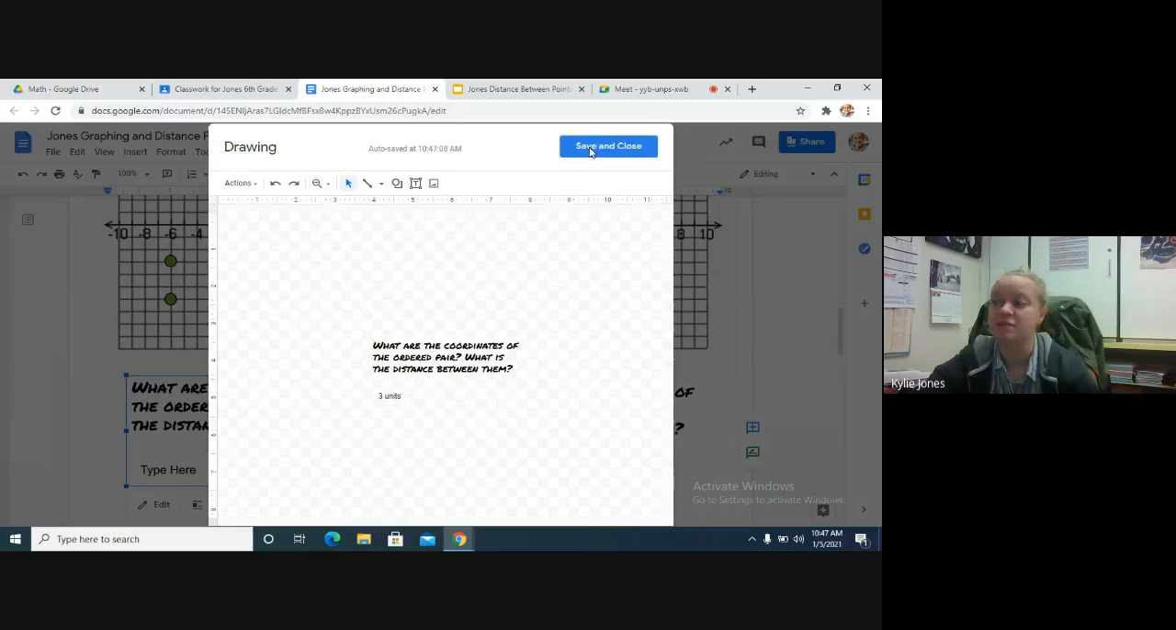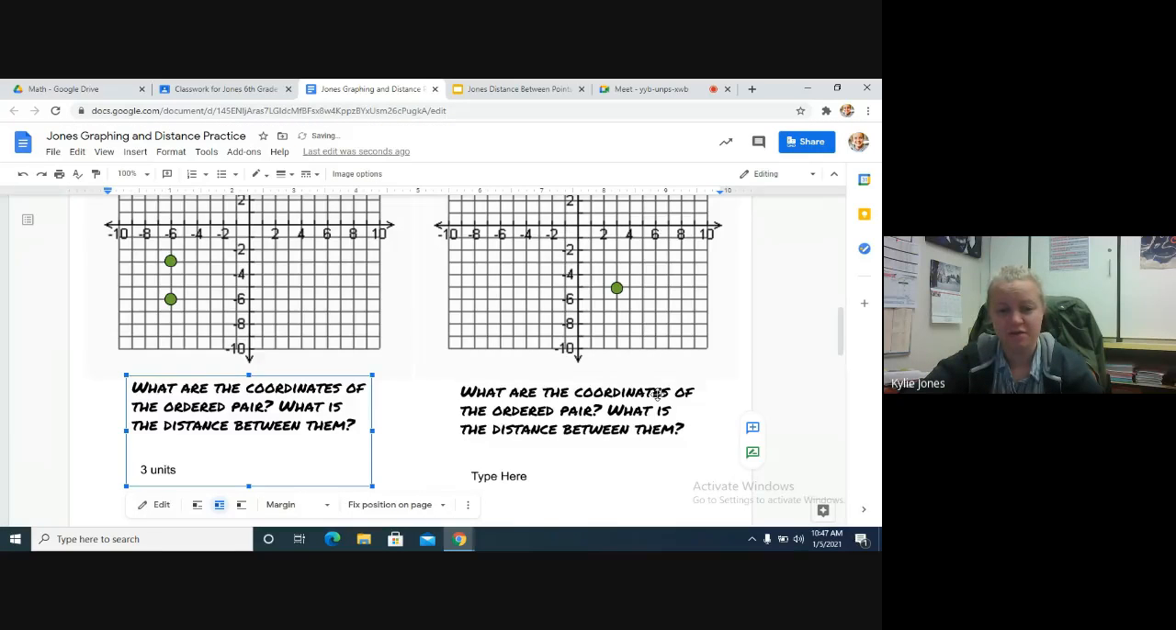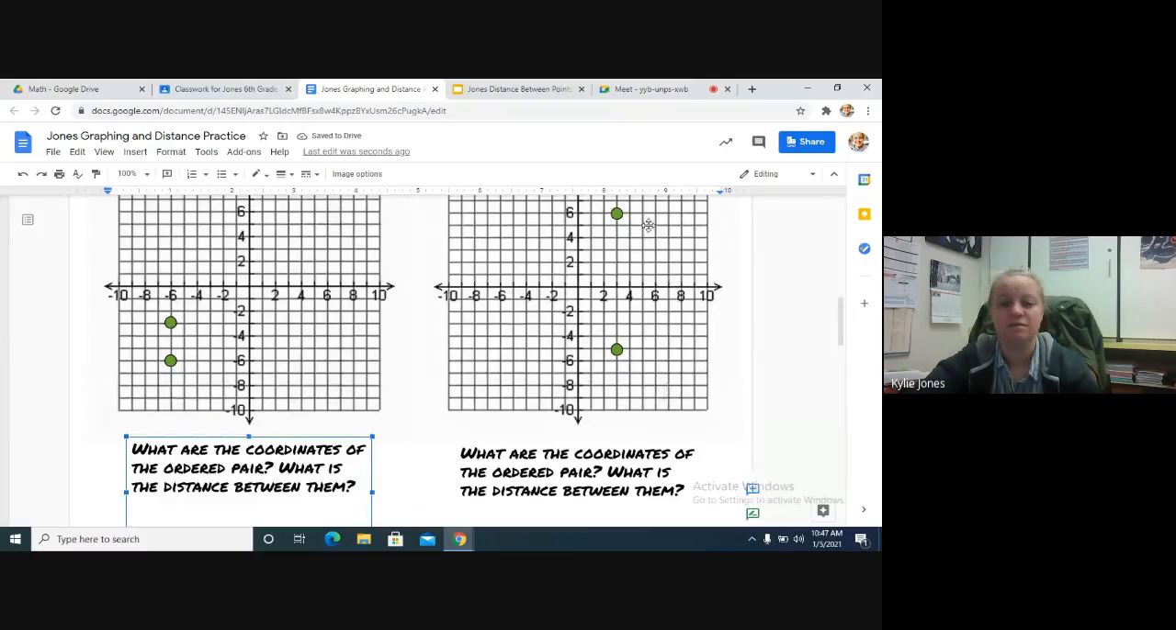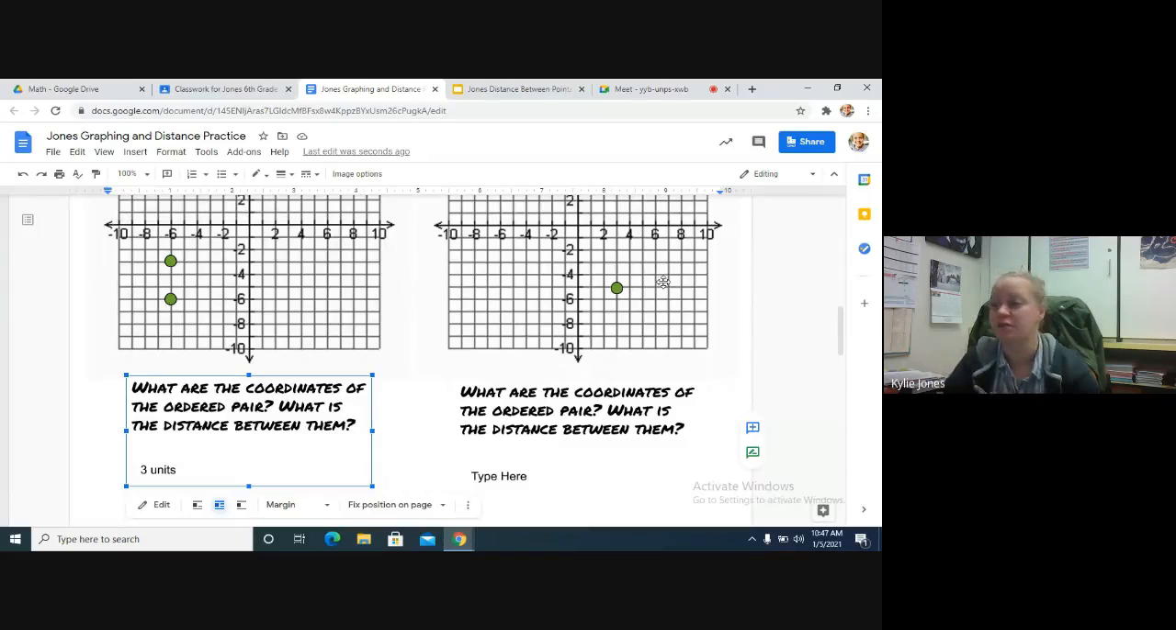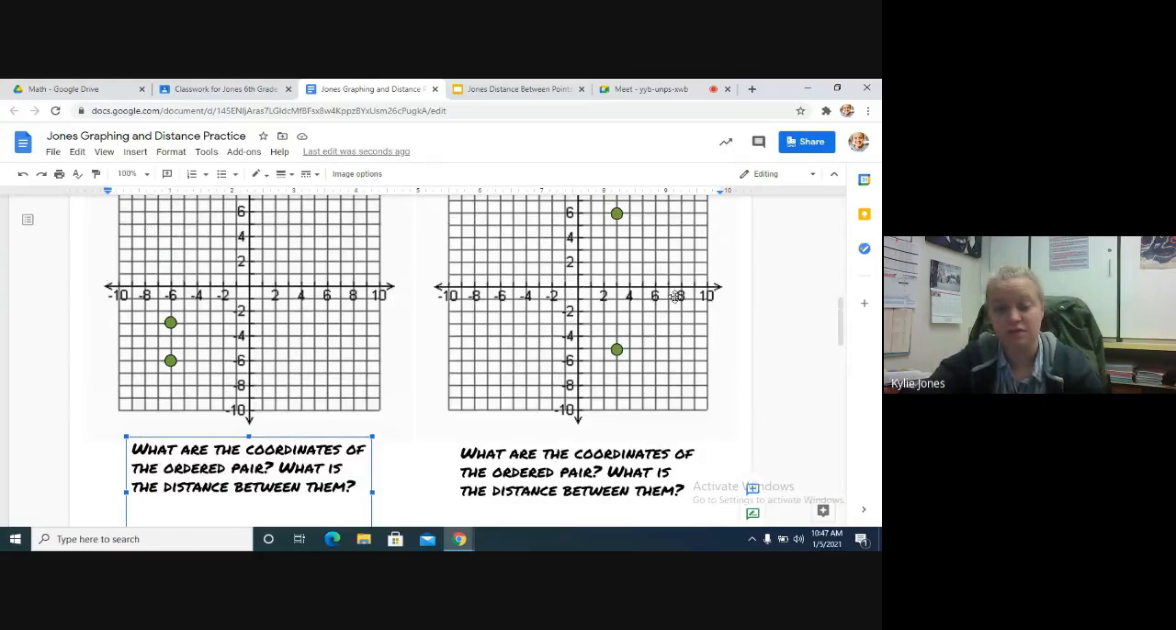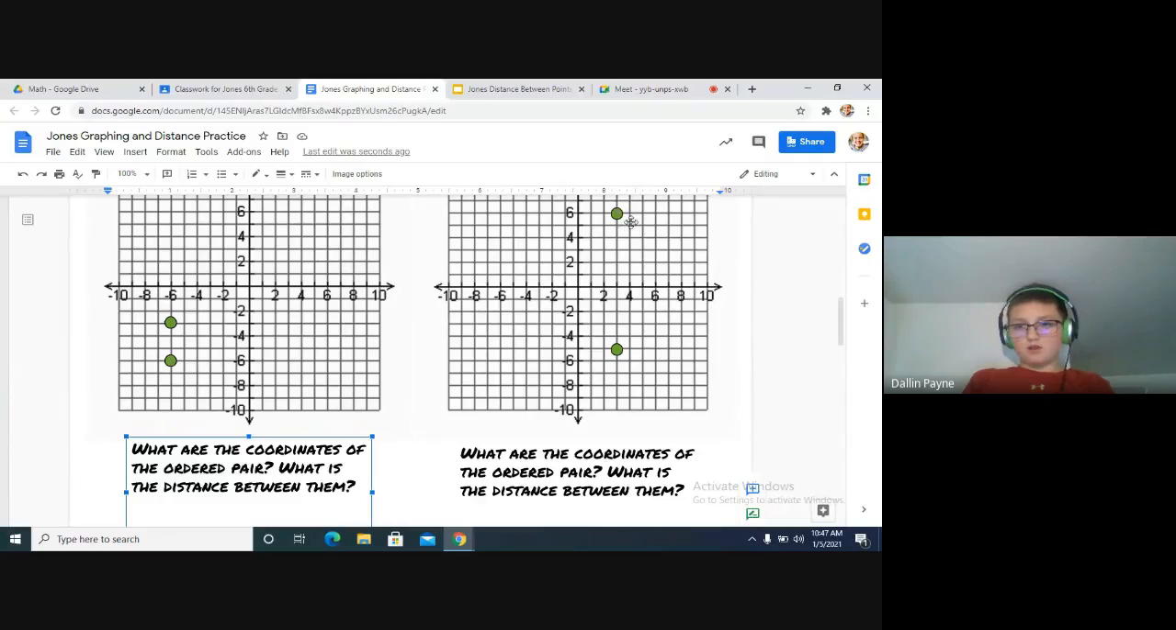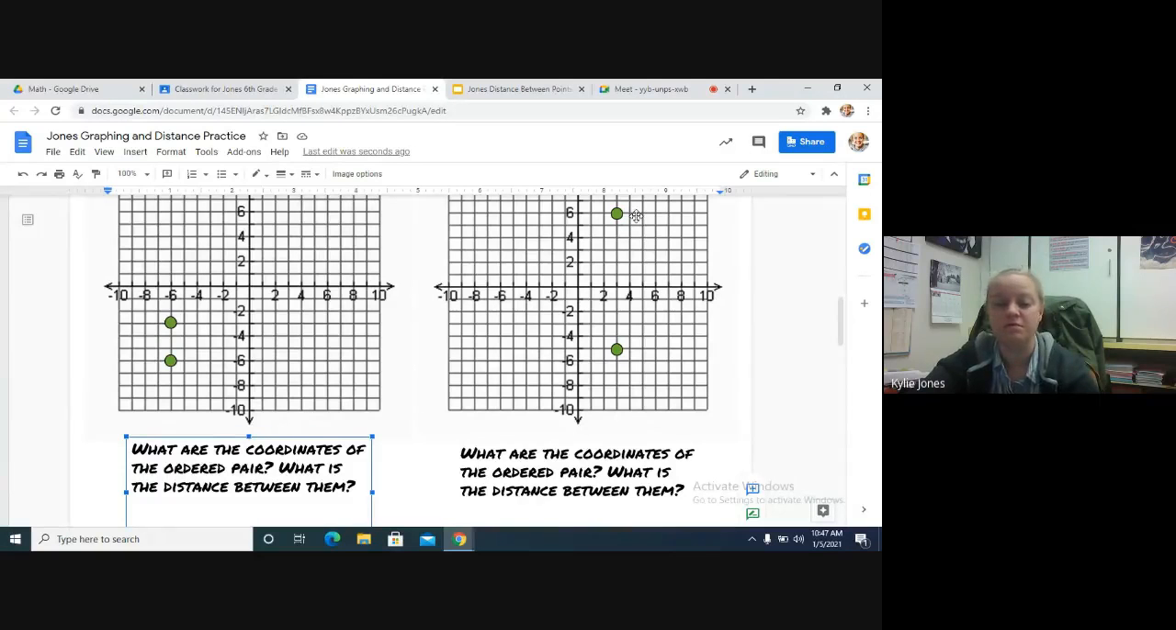I'm going to save and close that one. And then on our final one here, we are going to do the absolute value on this one, okay? So we need to, let's start with the dot at the top. We're going to put both this time. We're going to put the ordered pair and the answer on this one. So let's find the ordered pair of our top dot. What is this one going to be at?